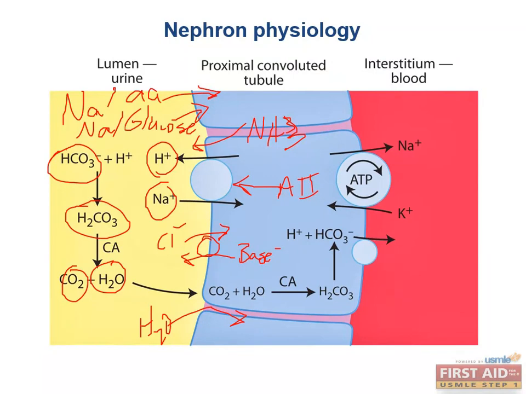Therefore, ACE inhibitors will inhibit the reabsorption of sodium and the secretion of hydrogen ions in the proximal tubule. And what will this do to blood pressure? It's going to lead to a diuresis of sodium and water, therefore lowering the blood pressure.